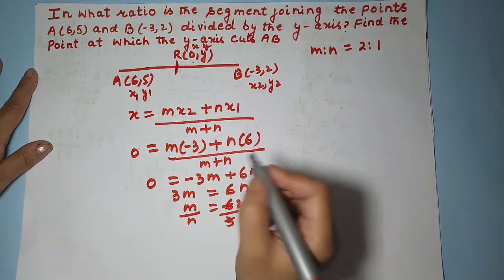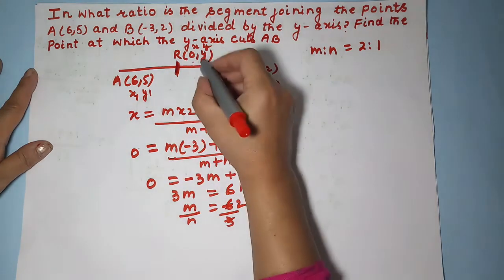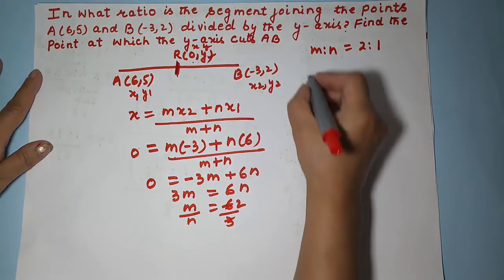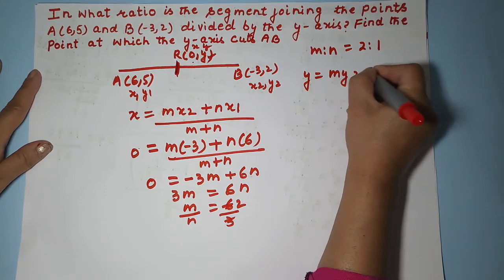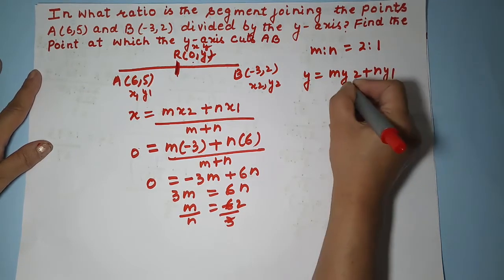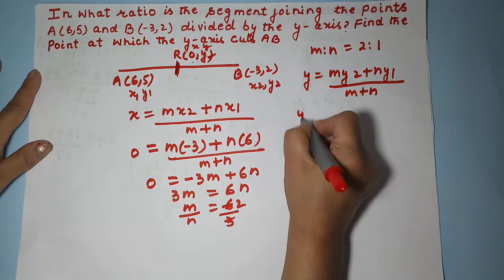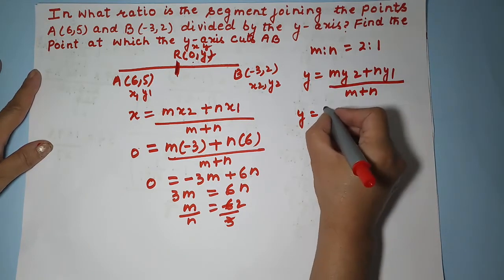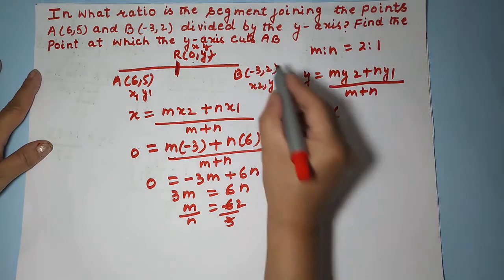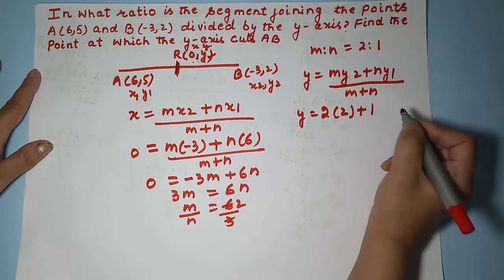Fine. Now I have to find the coordinates of this point R. For that I will take this y coordinate now. y is equal to (my2 + ny1) upon (m + n). So y is equal to, now I have found the value of m as 2. What is my y2? It is 2. Plus what is my n? It is 1. What is my y1?